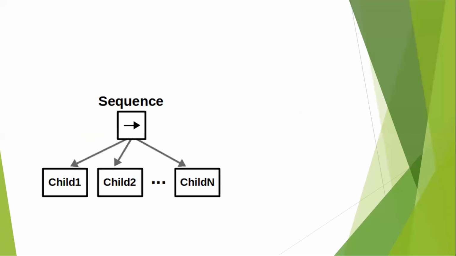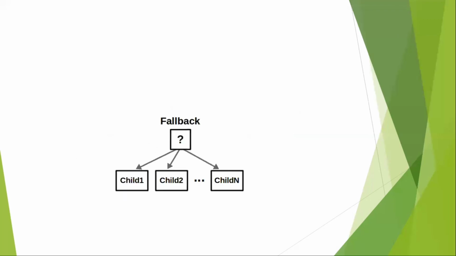Sequence. Sequence nodes execute children in order until one child returns failure or all children return success. Fallback. Fallback nodes execute children in order until one of them returns success or all children return failure. These nodes are key in designing recovery behaviors for an autonomous agent.